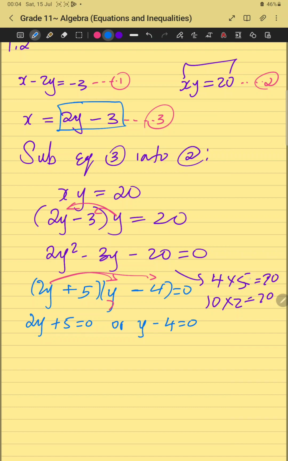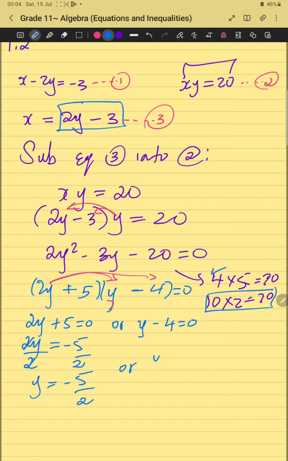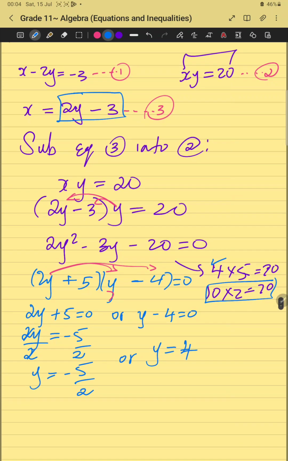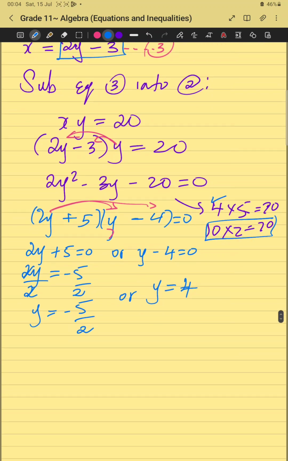So that means here we've chosen the first one. So the first one did work for us. So we just say here 2y must be equal to negative 5, and then just divide by 2 on both sides. Therefore y must be negative 5 over 2. And then here it's going to be just y is equal to positive 4. Remember, the equation says we must solve for x and y. So we've done solving for y.